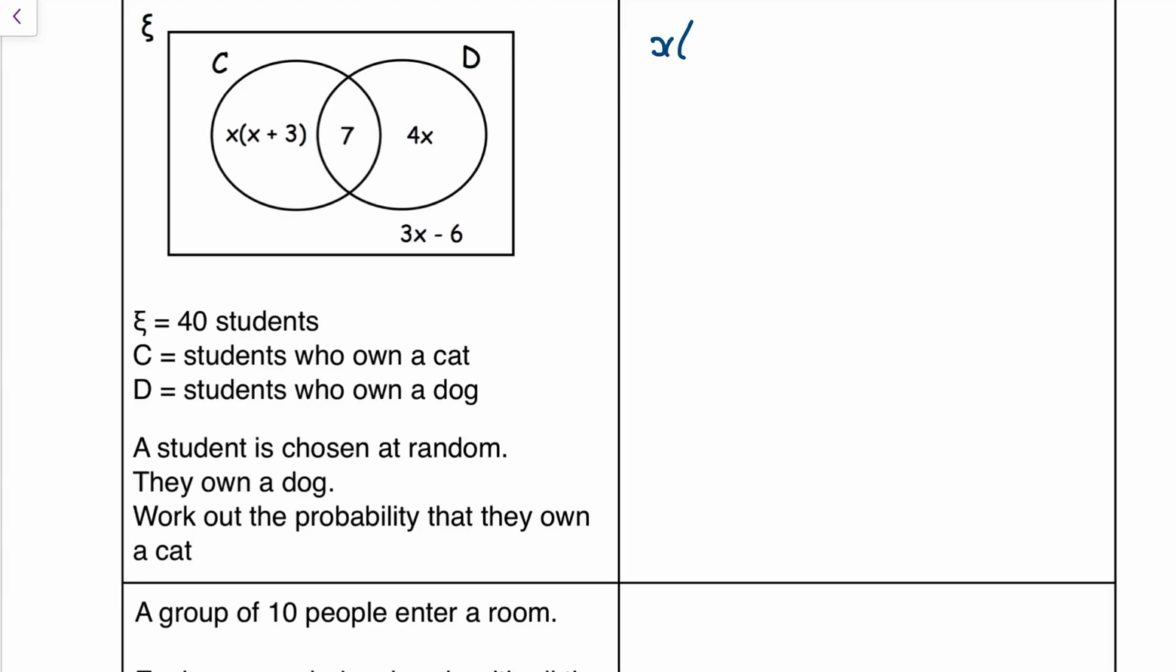So it must be the case that x times x plus 3 plus 7 plus 4x plus 3x minus 6 must be equal to the total, which is 40 students. And as you hear me say every now and again, one equation, one unknown, I just need to solve this. Now, because I can see I've got x squared, it's going to be a quadratic, so I can kind of see what's going to happen. Let's go through it anyway.